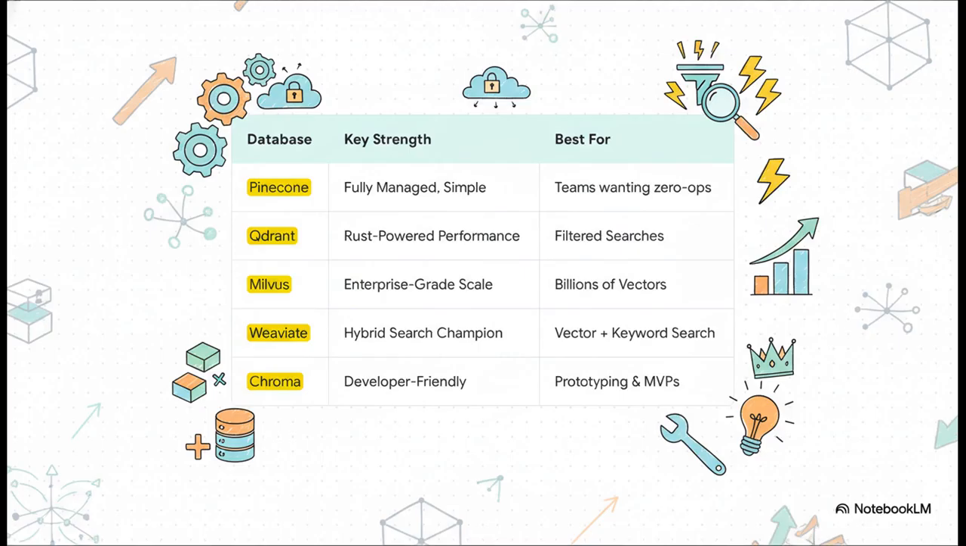Pinecone is your simple, it just works option. It's fully managed, perfect for teams who don't want to mess with infrastructure. Qdrant is all about raw speed, built in Rust, and it's amazing at filtered searches. Milvus is the absolute beast for enterprise scale. We're talking billions of vectors. Weaviate is the champ of hybrid search, mixing old-school keywords with new-school vectors. And Chroma is a developer's best friend for spinning up a quick prototype.